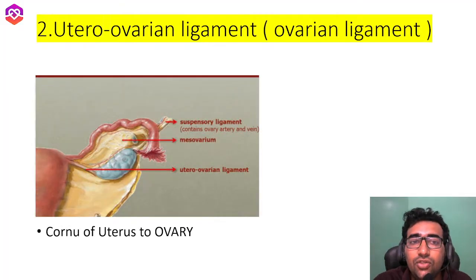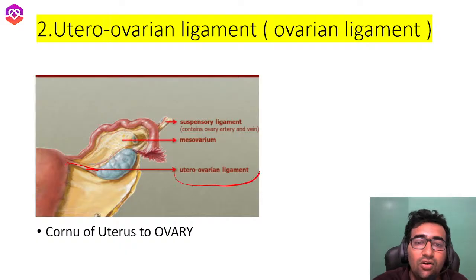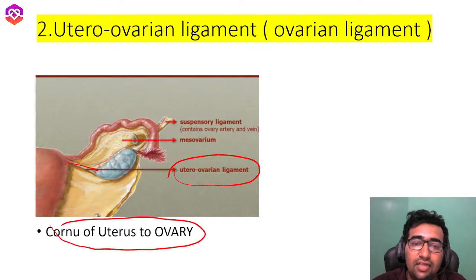Now another one is the utero-ovarian ligament. You can see here, this is the uterus. Which part of the uterus is this? The cornu of the uterus. You can see the fallopian tube here, and this is the cornu of the uterus. Another structure is attached from the uterus to the ovary. It is the utero-ovarian ligament, between the cornu of the uterus and the ovary. So you studied adnexal structures: the adnexa, meaning ovary and fallopian tube, and another one, the utero-ovarian ligament.